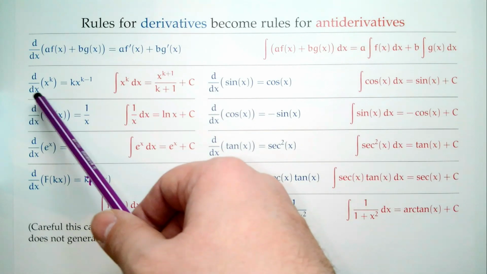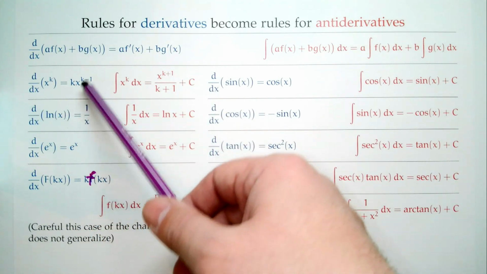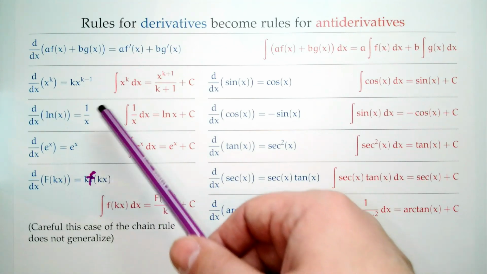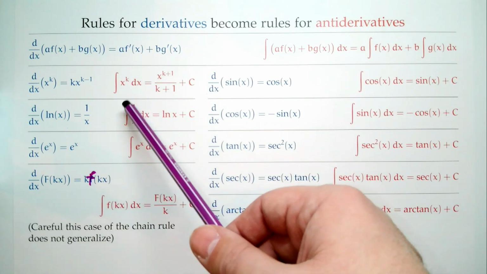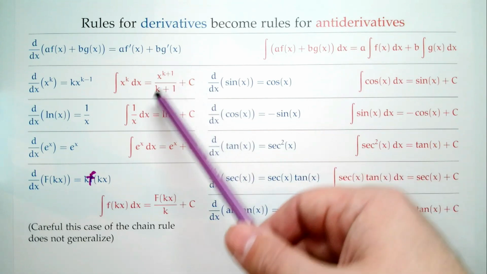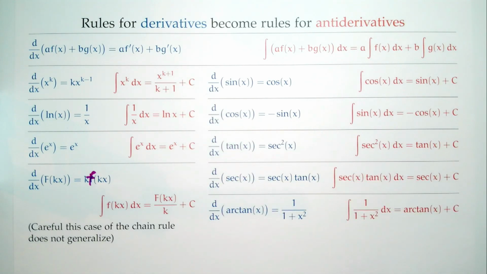We know that the derivative of x to the power k is kx to the power k minus 1. So the antiderivative of x to the k is x to the power k plus 1 divided by k plus 1, plus c. So now instead of bringing the power down and subtracting 1, now you add 1 to the power and then you bring the power all the way down to the denominator.